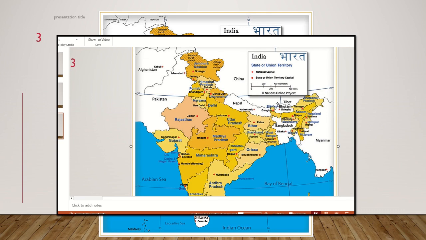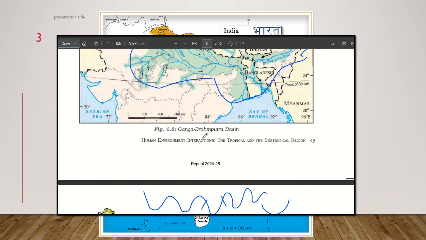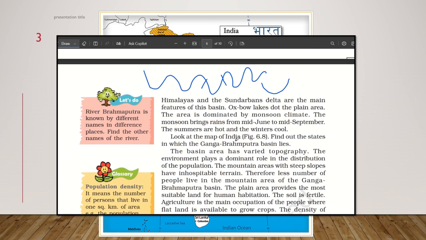This much part is showing Uttar Pradesh, Bihar, even Jharkhand, then a little part of West Bengal, and the Brahmaputra river is coming from Assam. It is also showing Meghalaya. All these states are in that Ganga Brahmaputra basin.